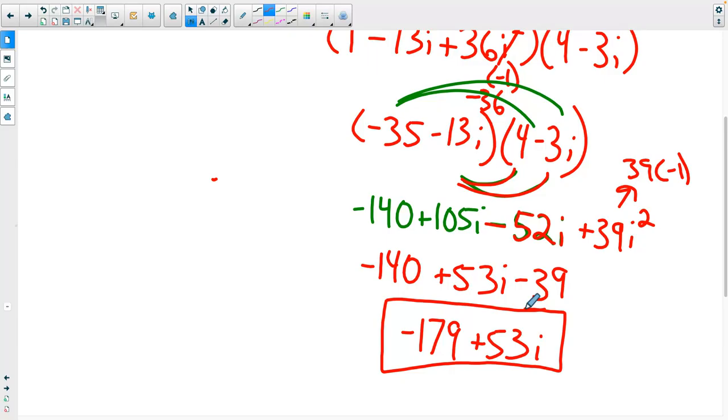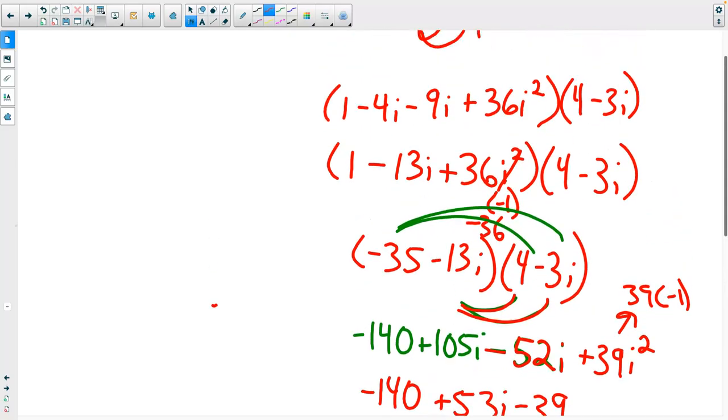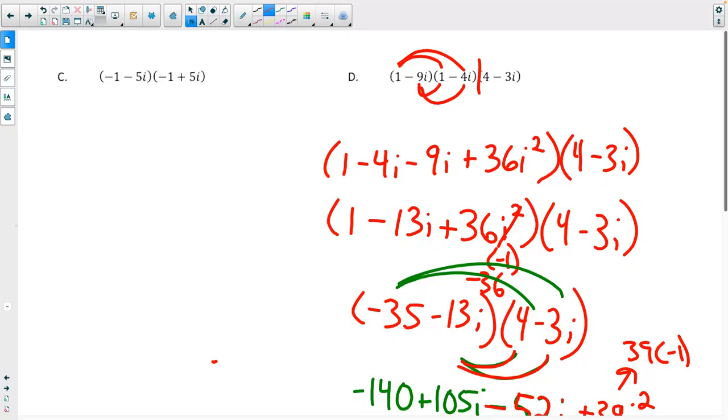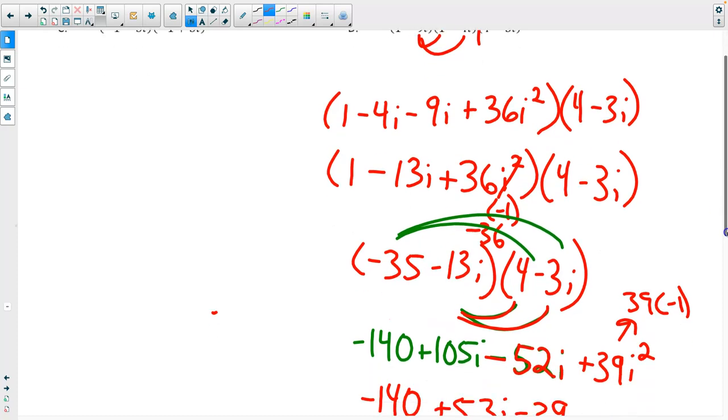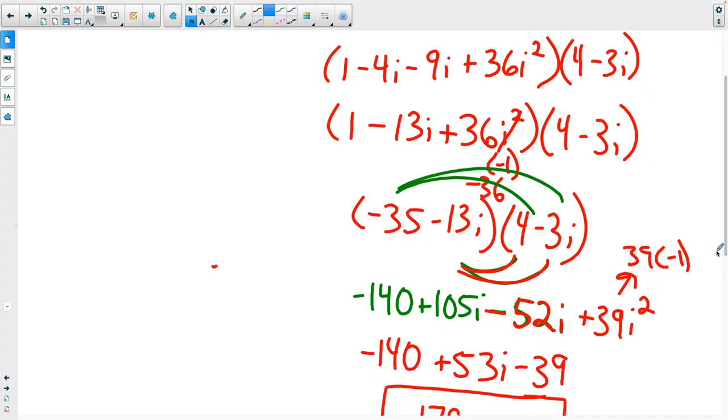Where did the 36 come from? Up here? The 36 came from -9i times -4i. Any other questions? You get to do letter C. Go ahead.